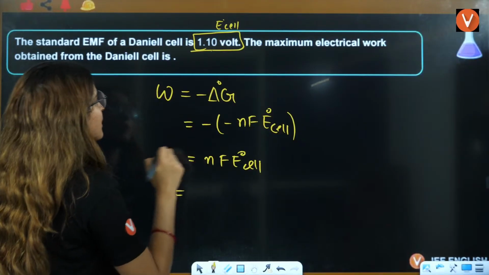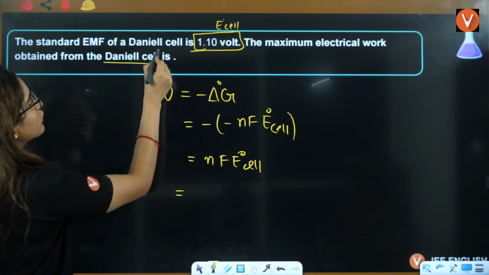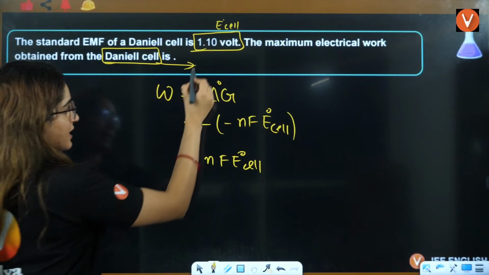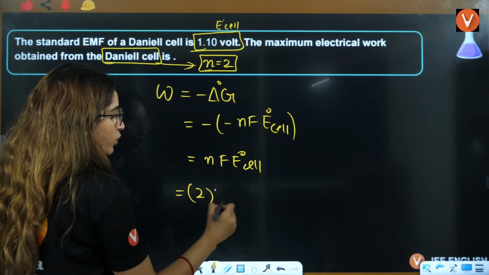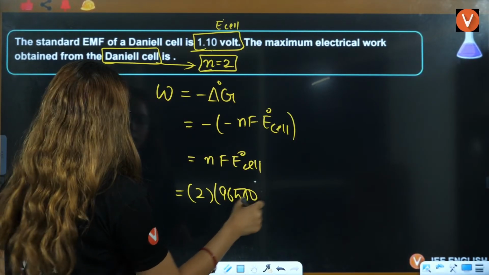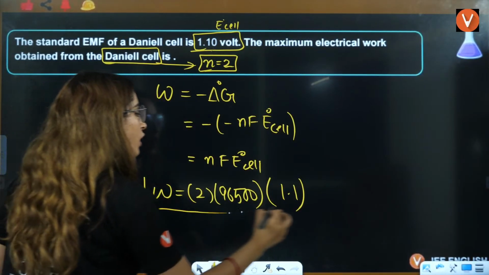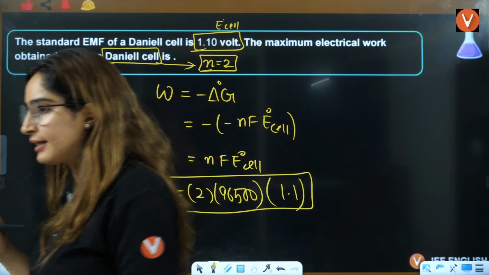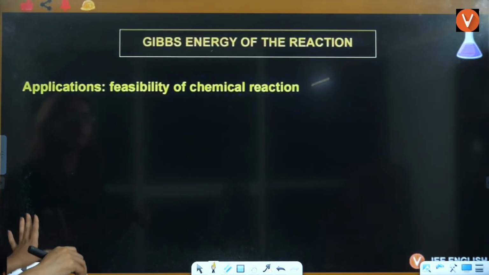How many electrons are gained? Maximum electric work from the Daniell cell. We know that last time we did the Daniell cell, and in the Daniell cell the number of electrons gained was 2. It will be 2 times 96500 times E naught, which is 1.1, and this is going to be your work done here. Right, everybody?